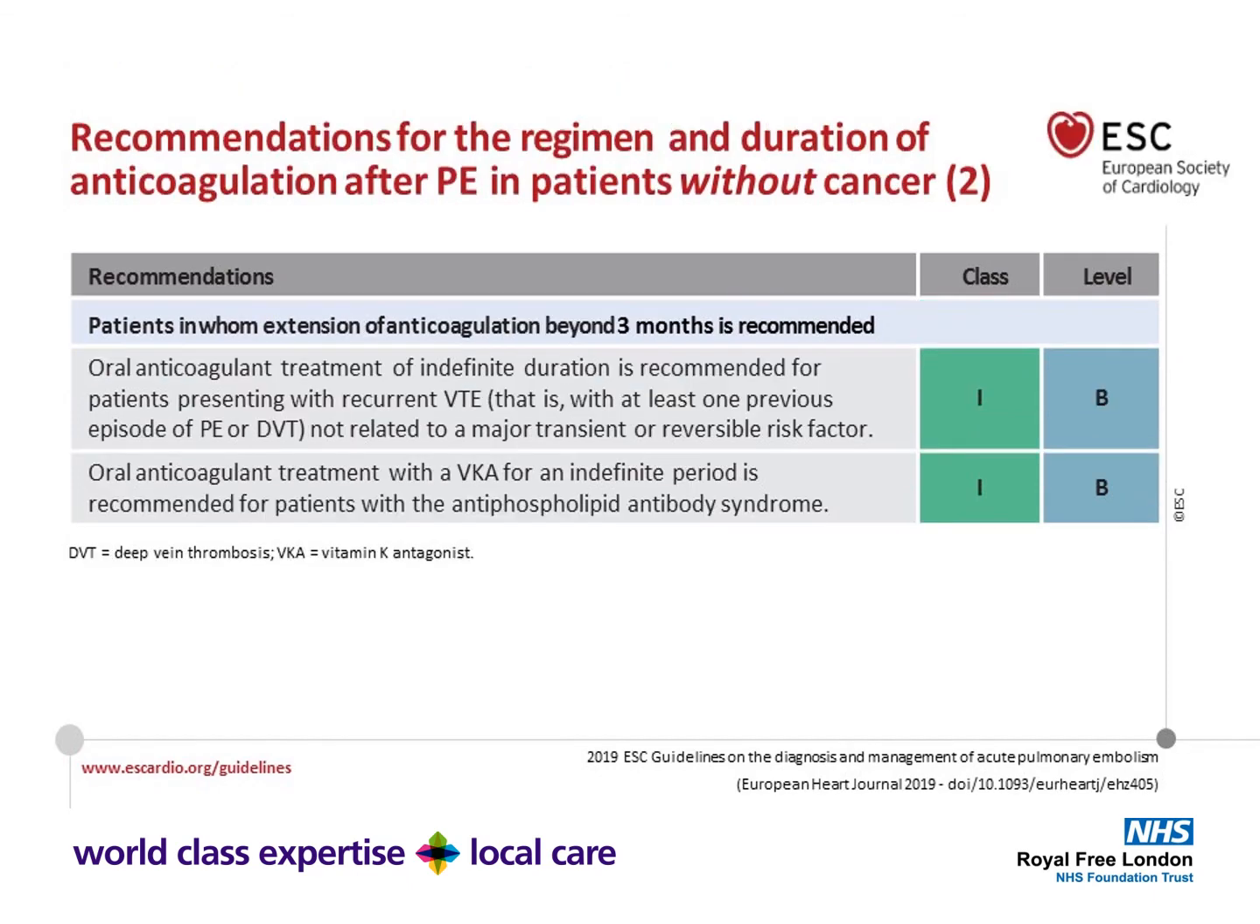So patients who you would consider extending anticoagulation, particularly patients who have recurrent VTE, cancer and so on, or have ongoing risk factors. If you have antiphospholipid syndrome, then you would use a vitamin K antagonist, and that's one of the few conditions these days in which you would use warfarin as opposed to a DOAC.